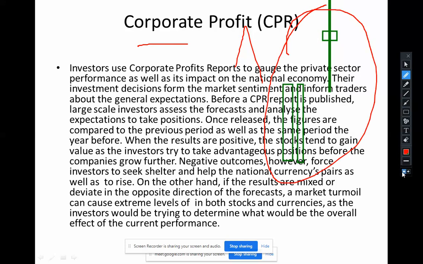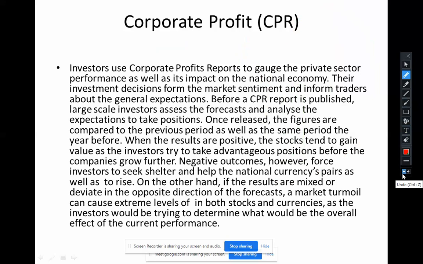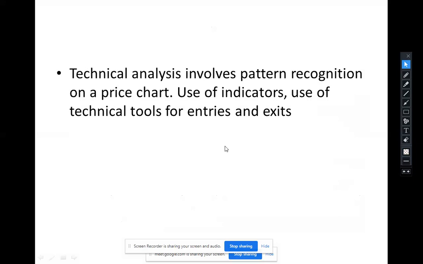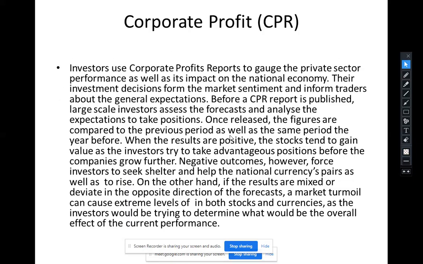So that is it on CPR. That is on fundamental analysis. Technical analysis involves pattern recognition. Don't worry, we have so many common fundamental indicators. We have the balance of trade, and we have the CPI.